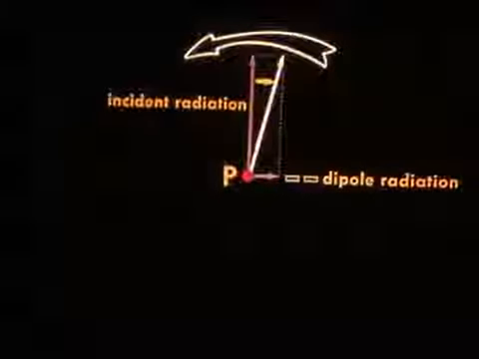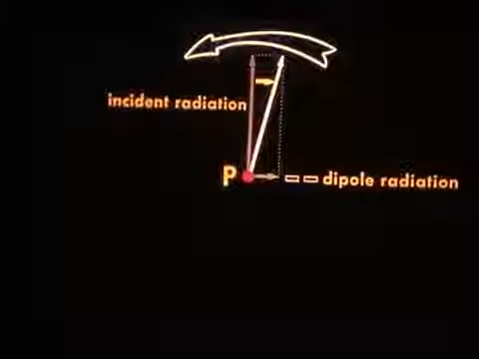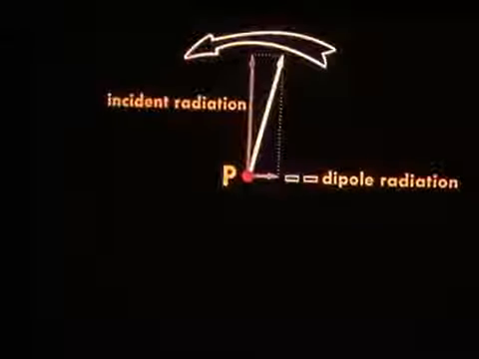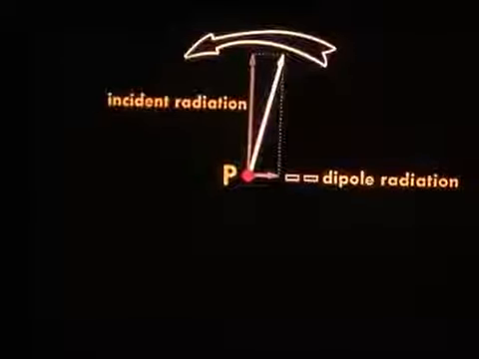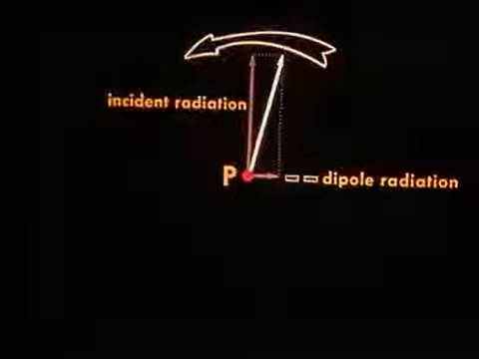Let me again remind you that this condition occurs when the dipoles in the layer respond in phase to the incident wave as it passes over the layer. This happens when the frequency of the incident radiation lies sufficiently far below the dipole's resonance.